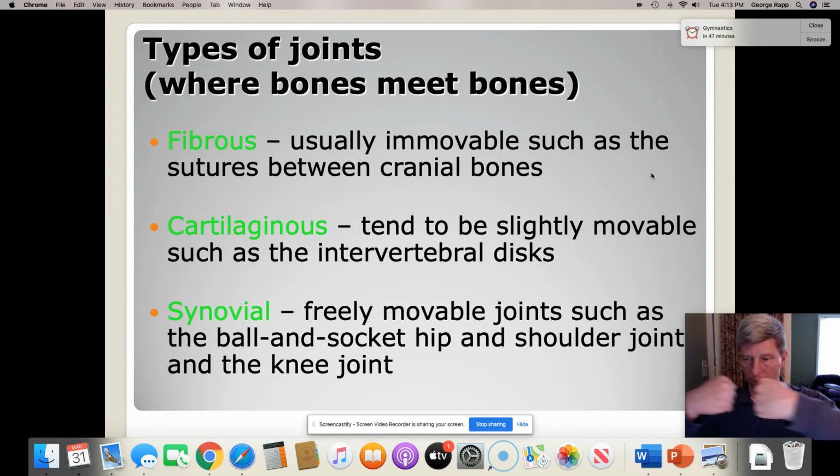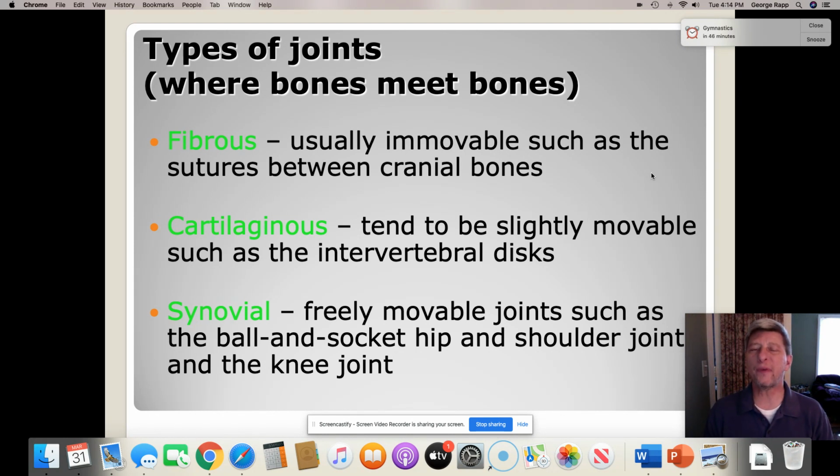All right, so if you've got a bone on one side and a bone on the other, and they're meeting, there has to be something that goes on there in order for the skeleton to be flexible. Those are called joints, where a bone meets a bone. Now, joints come in three different flavors: fibrous, cartilaginous, and synovial.